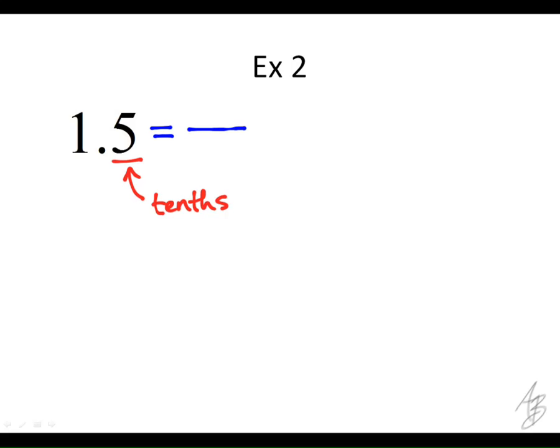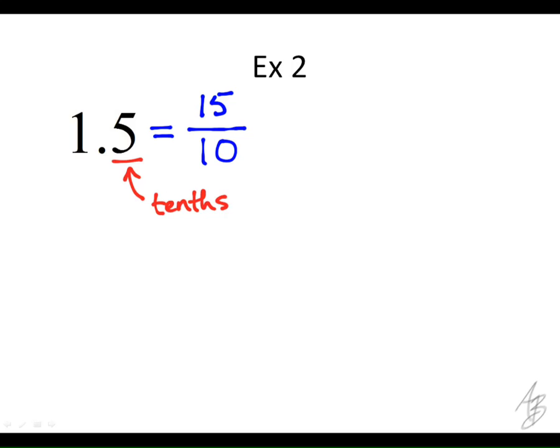So when we rewrite the fraction, what's going to go on the bottom? The 10. What goes on top? Just the 5? No, the 1.5. It's going to be 15. We're going to write this number, but we're going to write it without the decimal. So we take the decimal point out, and we get 15. So we get 15 over 10.